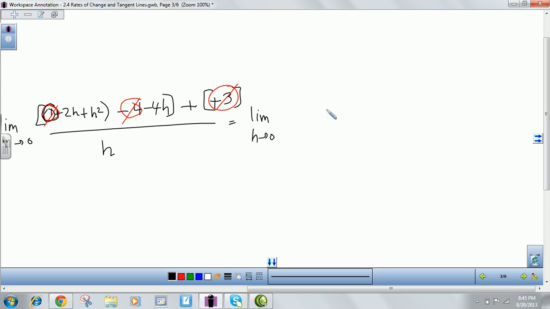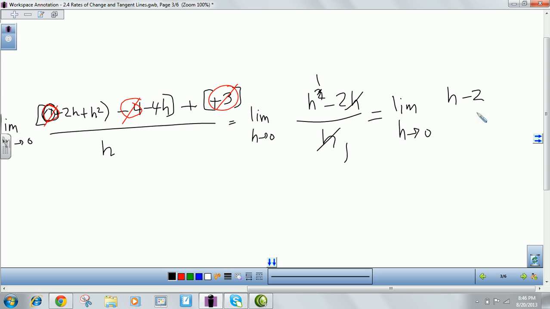So when you simplify this, you'd have h squared minus 2h, because you'd have plus 2h here, minus 4h there, so h squared minus 2h all over h, and voila. This is why all the constants should disappear, because every single term has an h. So then it becomes the limit as h approaches 0 of just h minus 2 over 1.